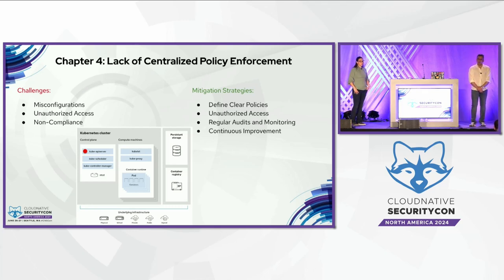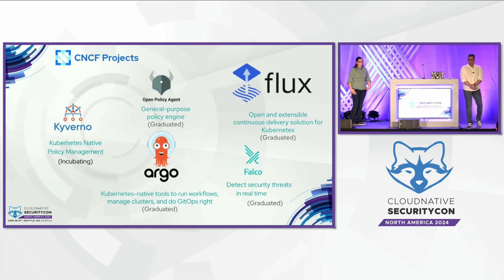For addressing the number four item on this threat list, the recommendation is defining a clear policy, avoiding unauthorized access, regular audit and monitoring, and continuous improvement with applying patches, etc. In addition to the policy engine enforcement, we want to introduce two new projects. Those two are graduated projects: one of them is Argo, and the other is Flux. We want to have control with a GitOps approach for controlling our policy or deployment. Argo and Flux are two such projects.